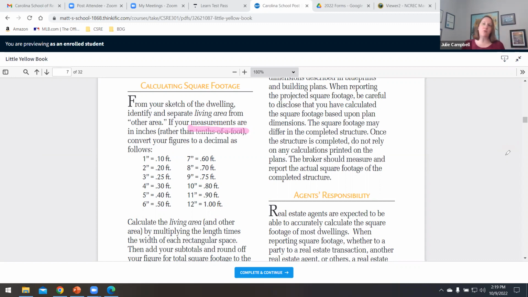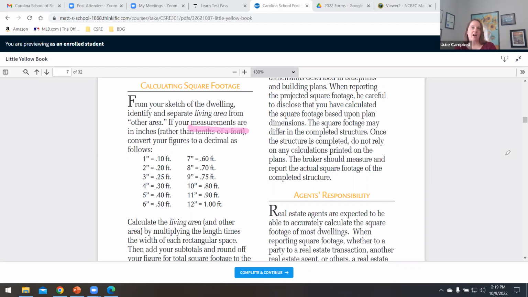To make it simple for us, they give us a conversion. If you have an inch, we're going to call it a tenth of a foot. If you have 2 inches, it's two tenths, and so on. Do you see that? I know our brains, how old were we when we learned there were 12 inches in a foot? That's what's ingrained in us. But this is why they provide this booklet. This is their standard for measuring, and this is how they want us to do it.